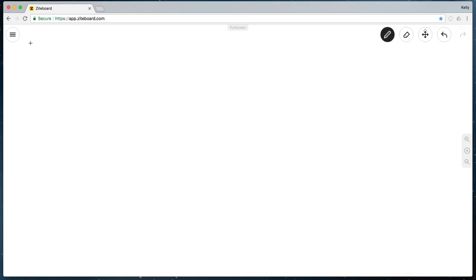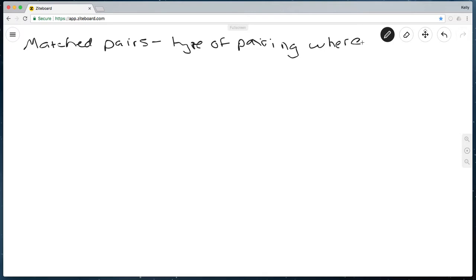All right, moving on. Matched pairs. Some of you left this one blank on the quiz, and then some of you put something on there that was very creative but not quite right. So we're going to be specific on what we want with matched pairs. A matched pairs is a type of pairing where the participants have similar characteristics.